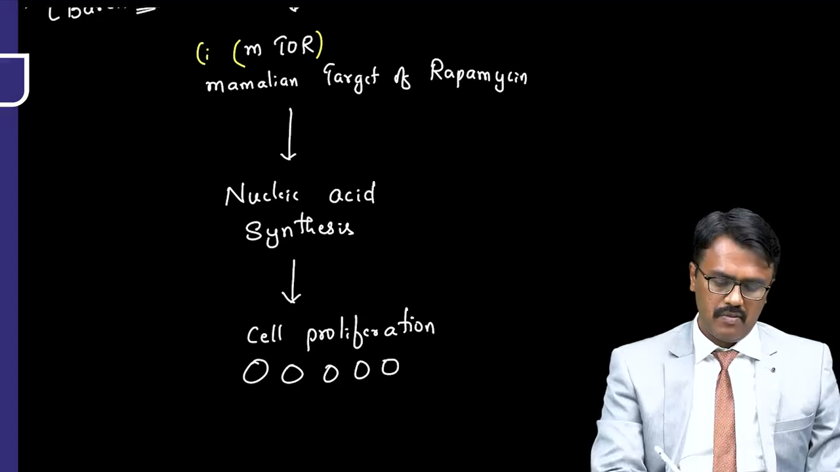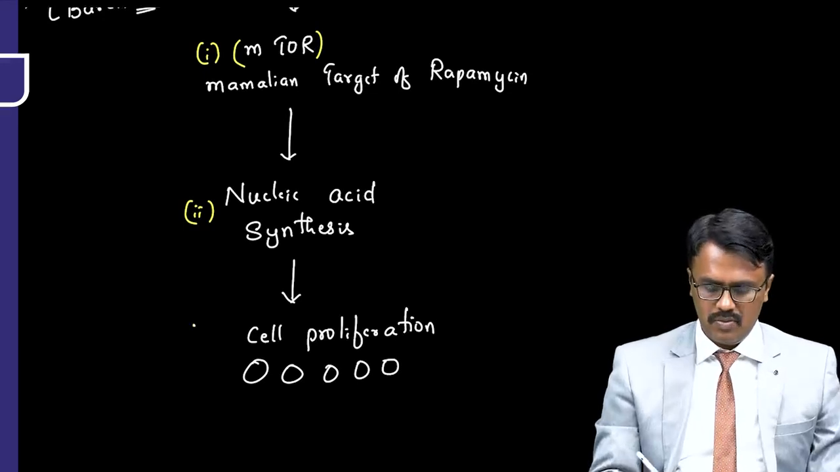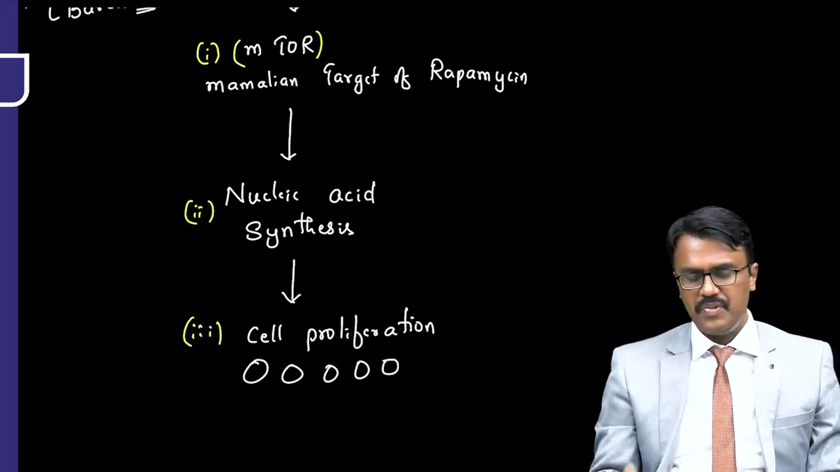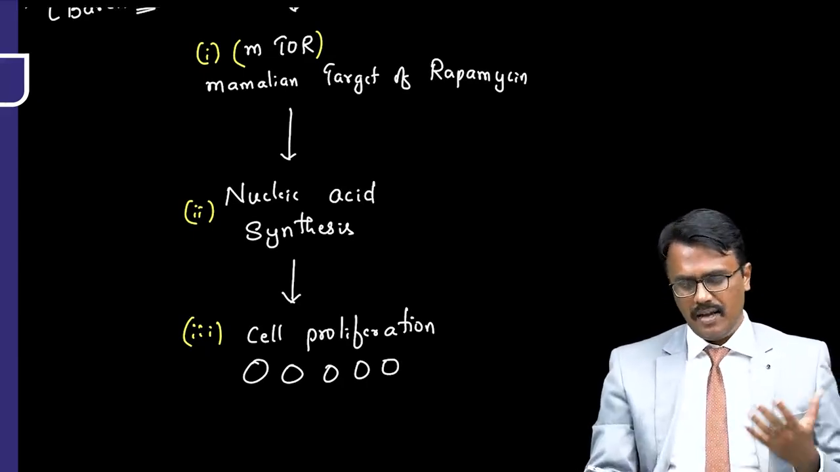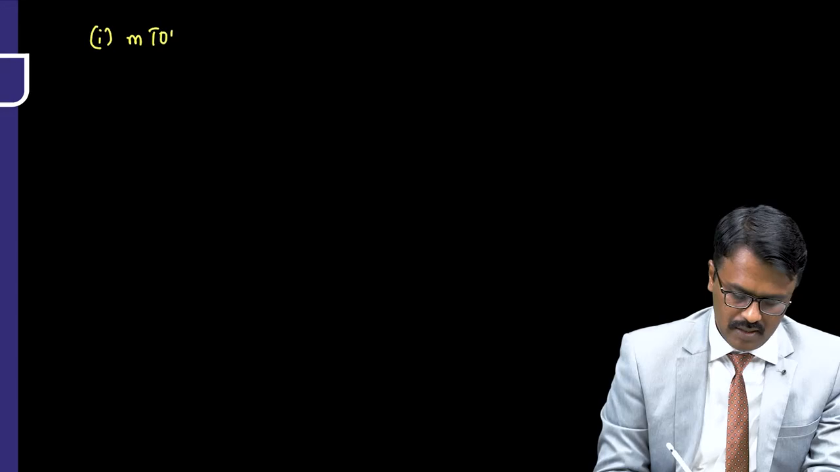Let me give it as 1. We can inhibit nucleic acid synthesis, 2. And number 3, we can inhibit the cell proliferation. So let us see these targets. Clear? Yeah. Number 1, we can use mTOR inhibitors.